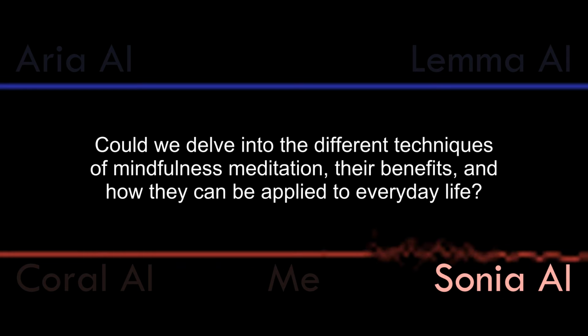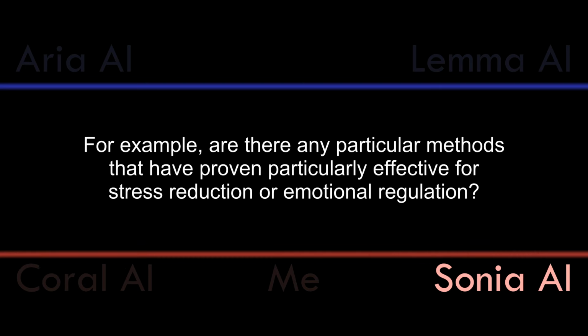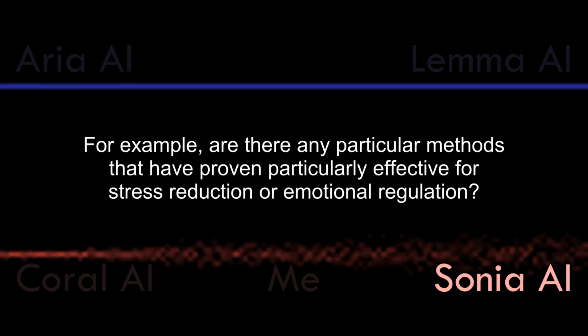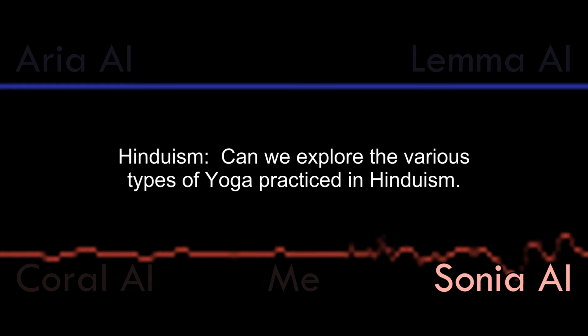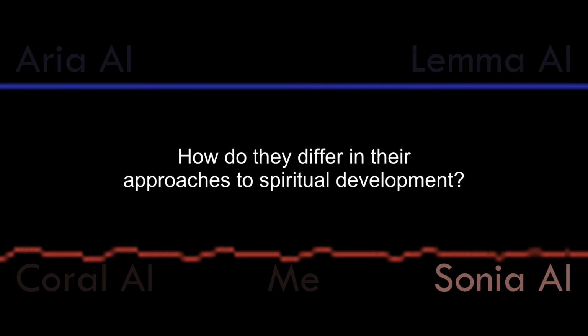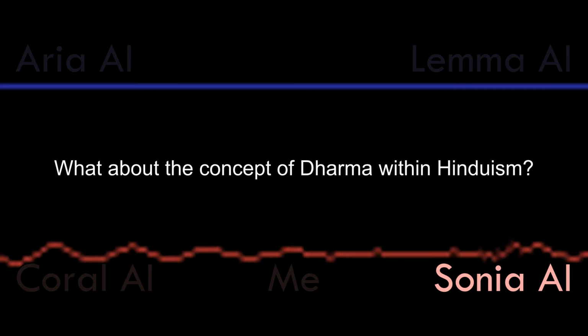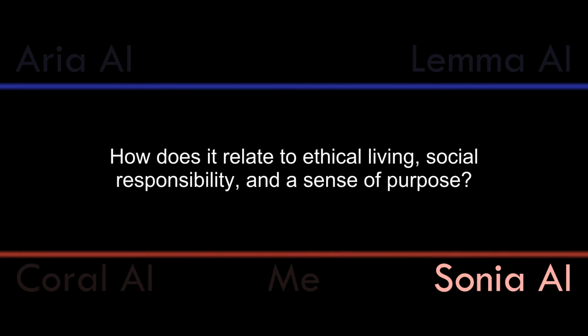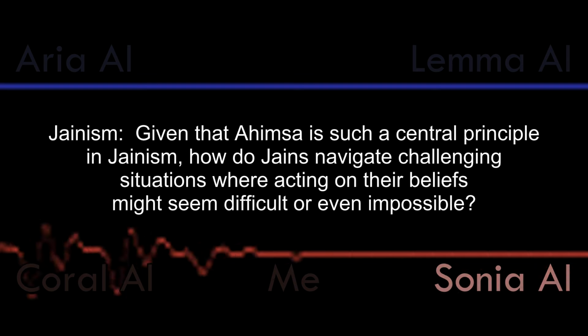Could we delve into the different techniques of mindfulness meditation, their benefits, and how they can be applied to everyday life? For example, are there any particular methods that have proven particularly effective for stress reduction or emotional regulation? Hinduism, can we explore the various types of yoga practiced in Hinduism? How do they differ in their approaches to spiritual development? How can yoga help with both physical and mental well-being? What about the concept of dharma within Hinduism? How does it relate to ethical living, social responsibility, and a sense of purpose?